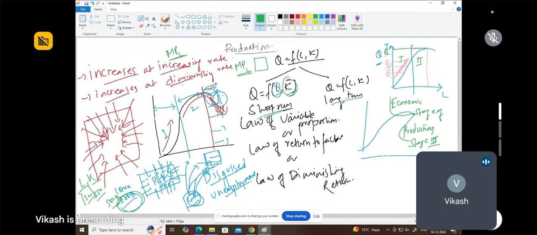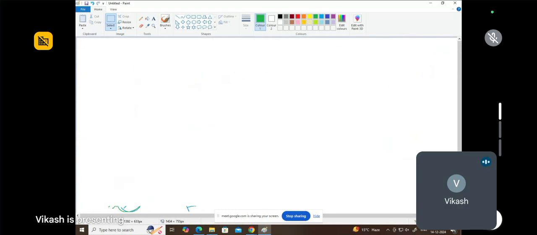Now let's begin the long run. I will give you a summary of what we have discussed so far. But before going to the long run, in the short run production process, you will also encounter a numerical in your terminal examination. That numerical would look something like this: Q is equal to 6L square minus 0.2 L cube.